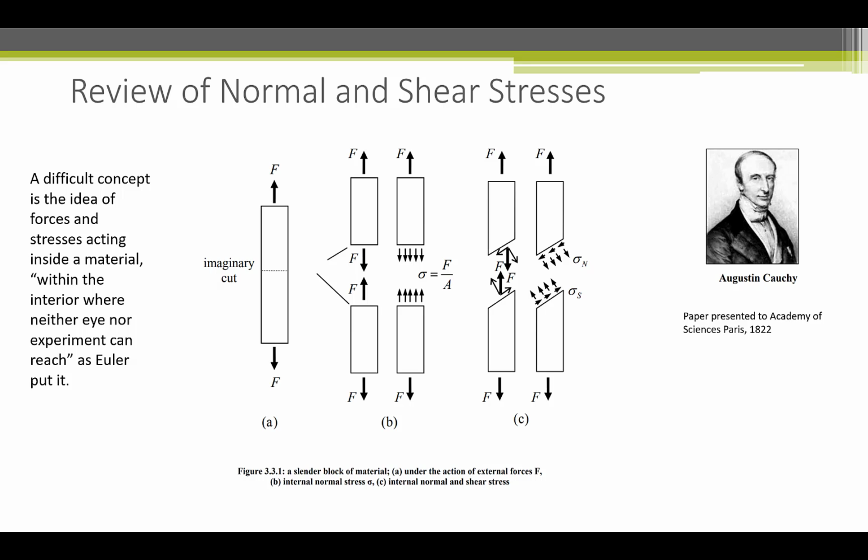We see in the diagram concepts that we've seen before. A uniaxial stress results in a normal force F and a normal stress sigma, which is equal to the force divided by the area. And finally, the normal and shearing stress are dependent on the angle that an imaginary cut plane makes with the axis as indicated here. We will now quantify these effects.